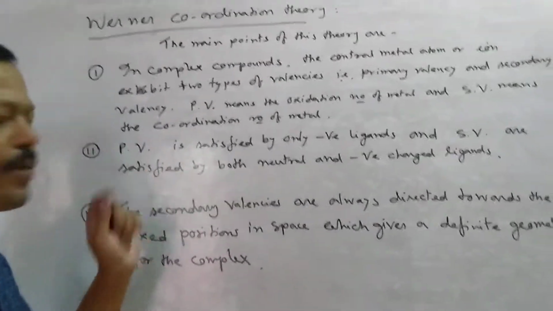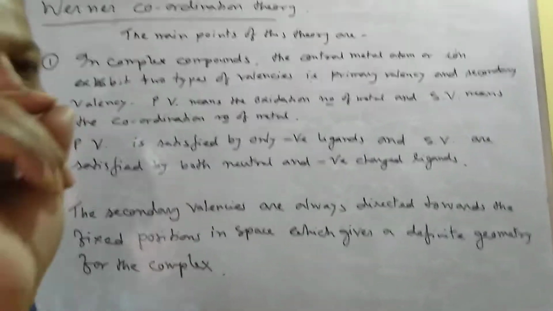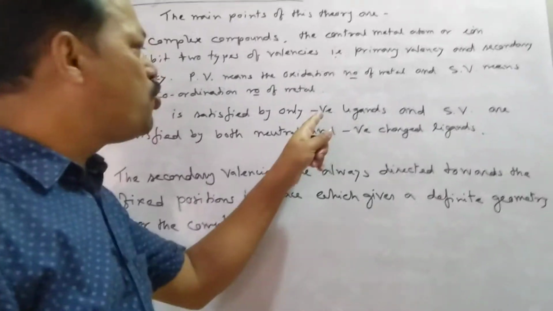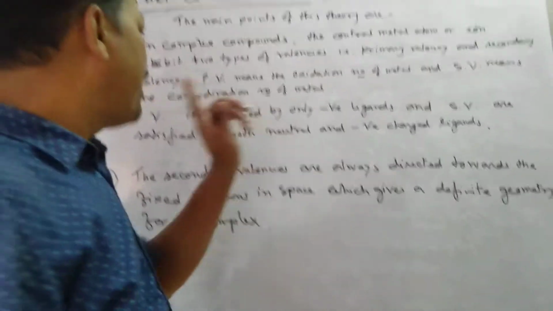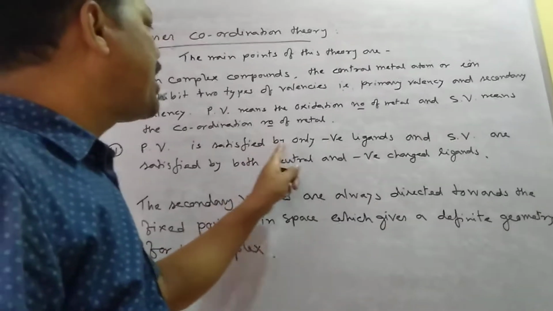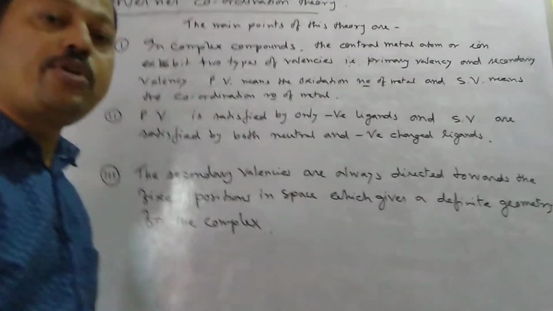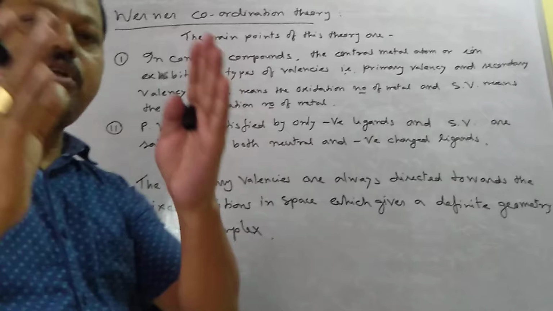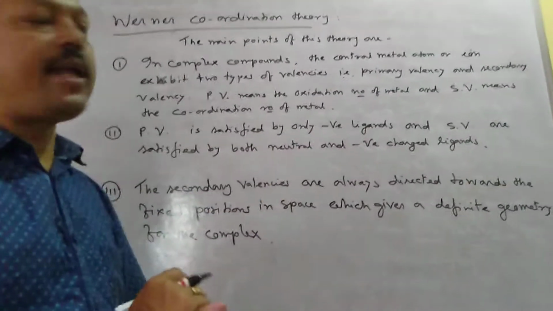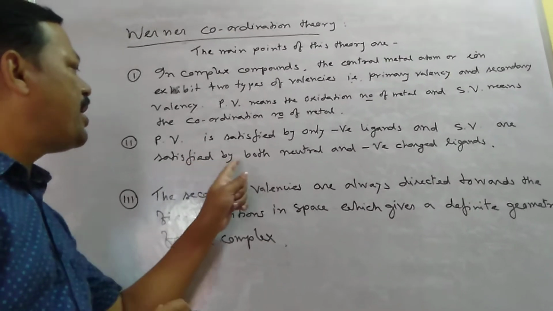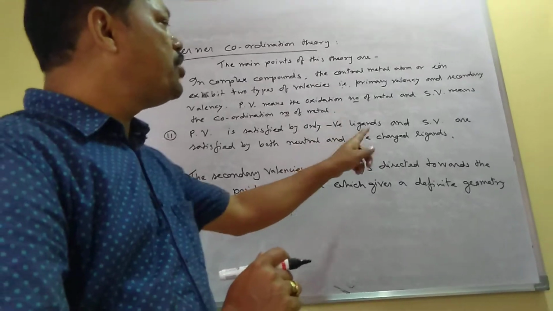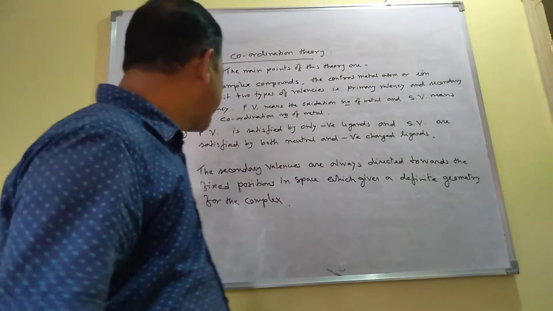When you determine the primary valency, I mean when you determine the charge of the metal, there is no contribution of the neutral ligand, and that is why primary valency is satisfied by only negative ligands. But when you determine secondary valency, you have to consider both the neutral ligand and the anionic ligands, and that is why secondary valencies are satisfied by both neutral and anionic ligands.